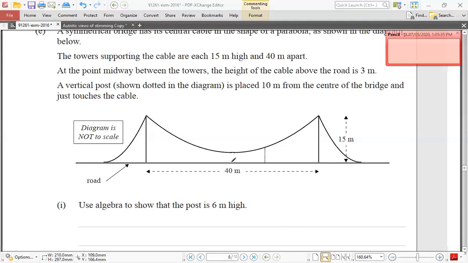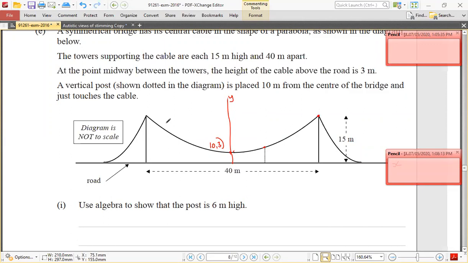Now, what we're going to do here is stick in our y-axis. So if that's y and that's x. Now, we know that point, don't we? Because it tells us it's 3 meters above the road. So that point is obviously 0, 3. What's this point? Do we know that? And this point, do we know that? Can anyone figure it out?